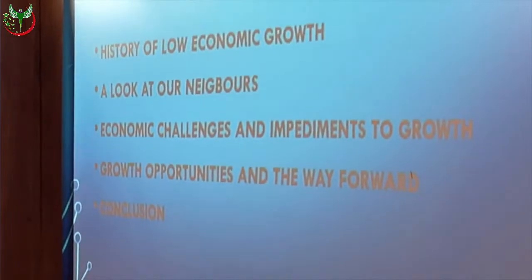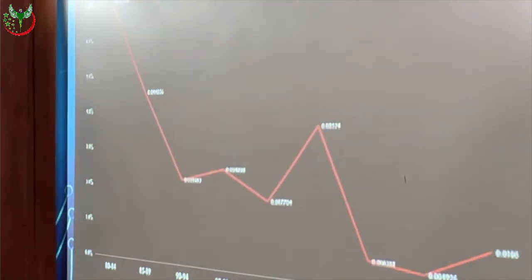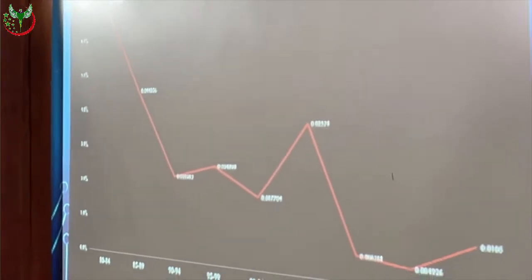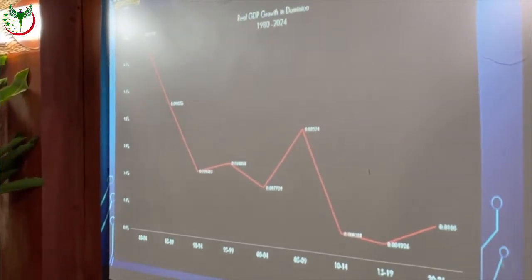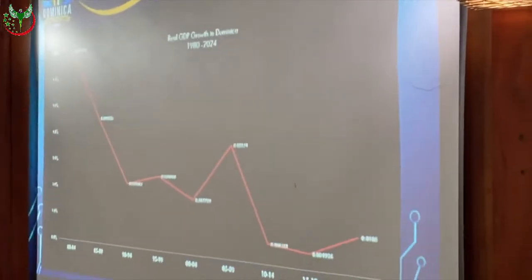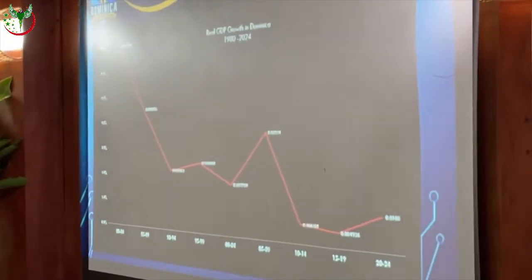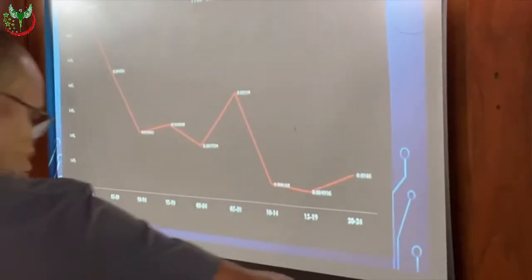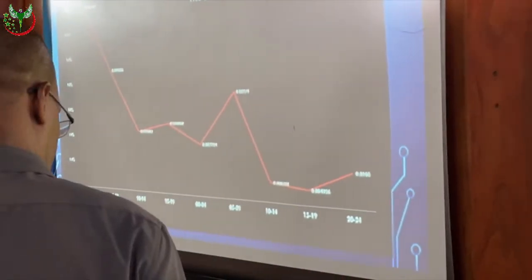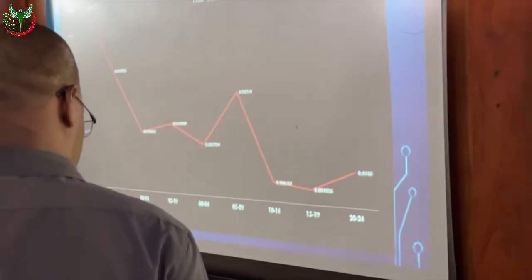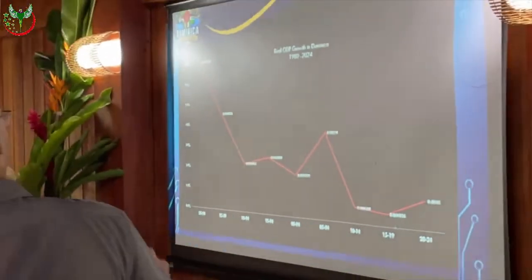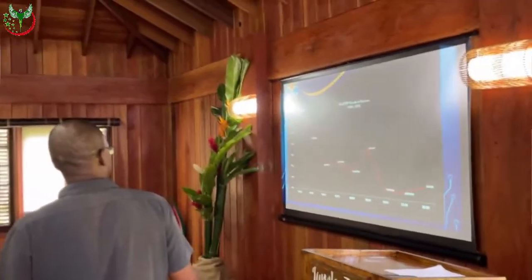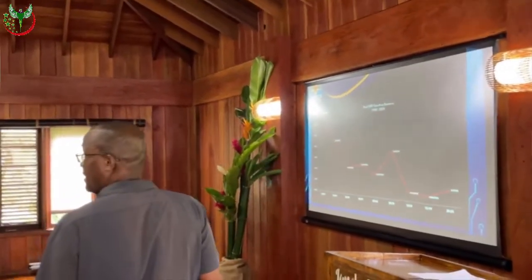All right. So let's begin with the first graph, and from this graph, you will see exactly what I'm talking about. This, in fact, shows the growth from 1980, that's the period 1980.